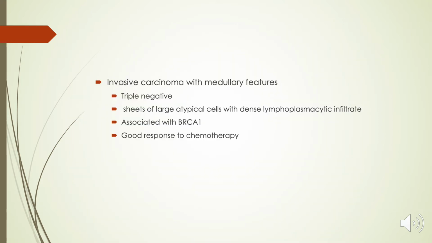The third histologic subtype of invasive carcinoma is invasive carcinoma with medullary features. Typically, this tumor is triple negative for ER, PR, and HER2. It is composed of sheets of large atypical cells with dense lymphoplasmacytic infiltrates. It is associated with BRCA1 gene mutations, and it has good response to chemotherapy.